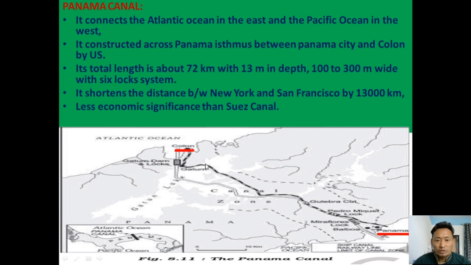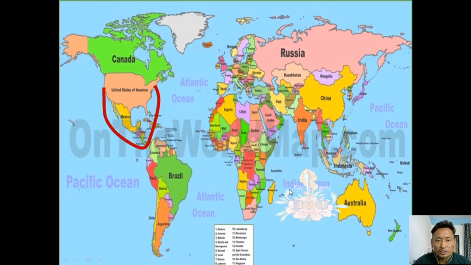Since this canal is not a sea level canal, they have made a 6 lock system, 3 up and 3 down, in order to pass a ship from the Atlantic Ocean in the east to the Pacific Ocean in the west, and from the Pacific back to the Atlantic. It shortened the distance between New York and San Francisco as compared to the old sea route. This sea route is less economically significant as compared to the Suez Canal.